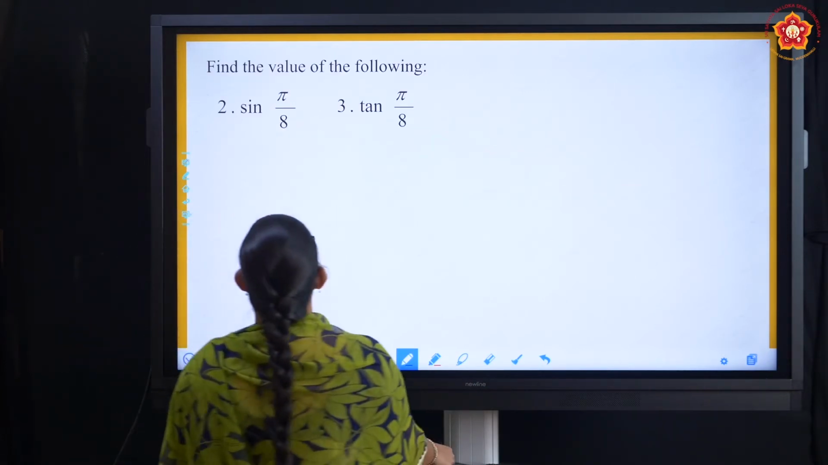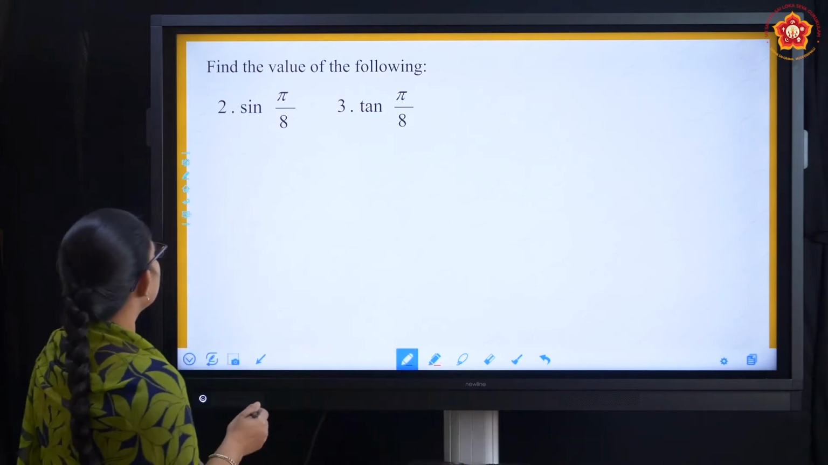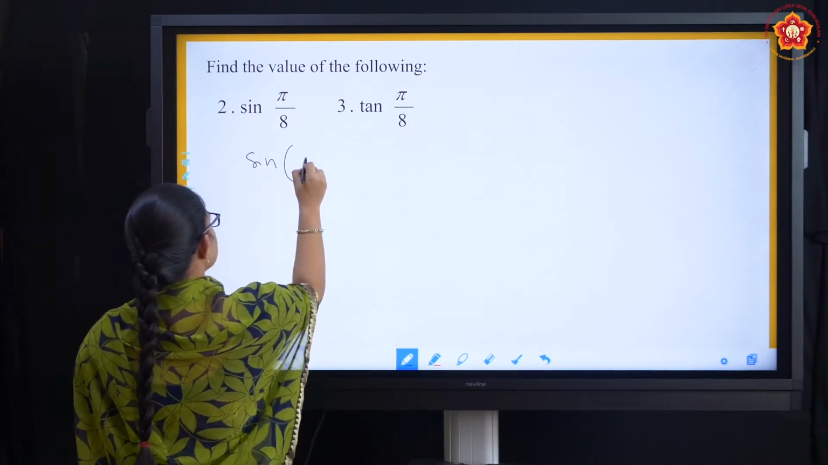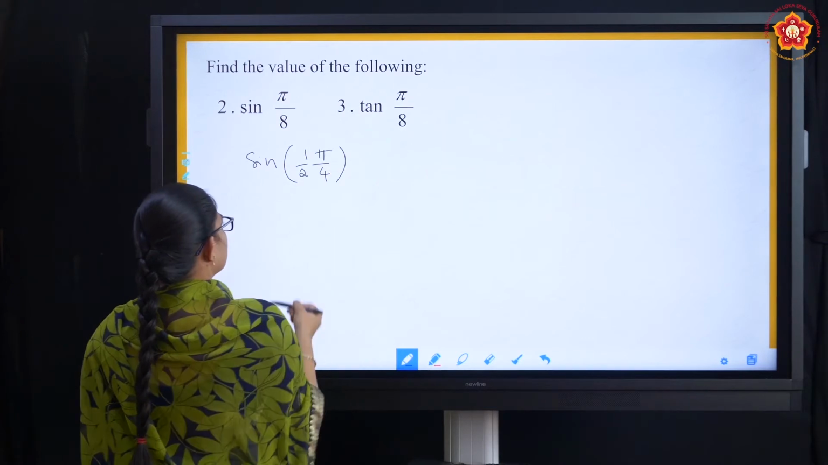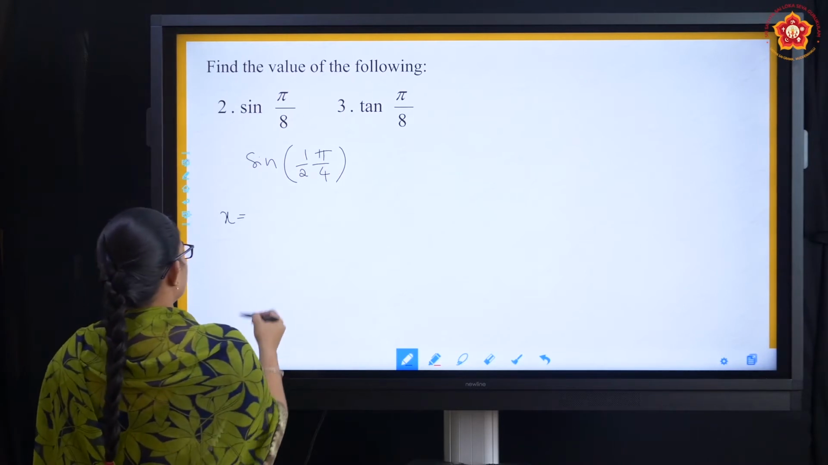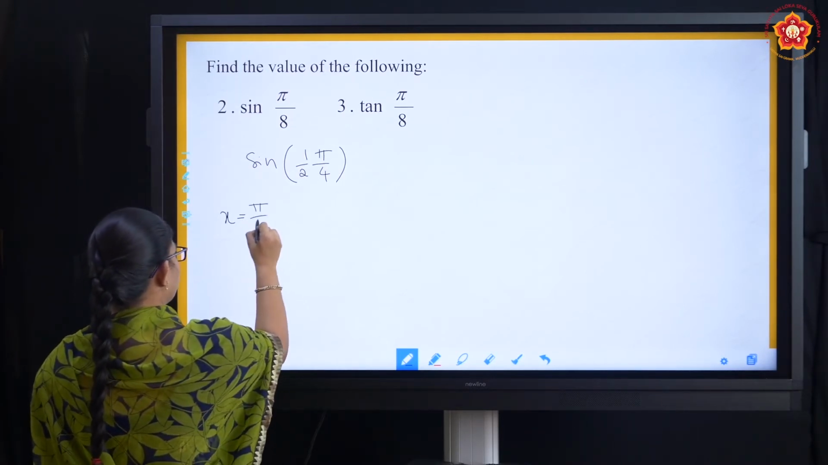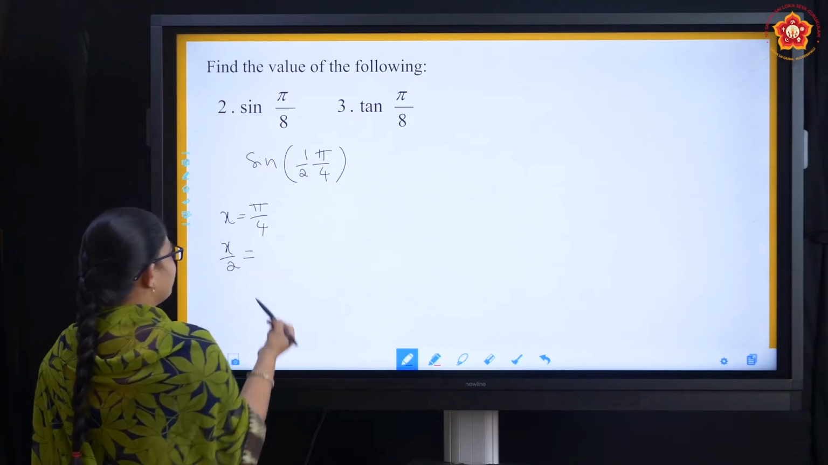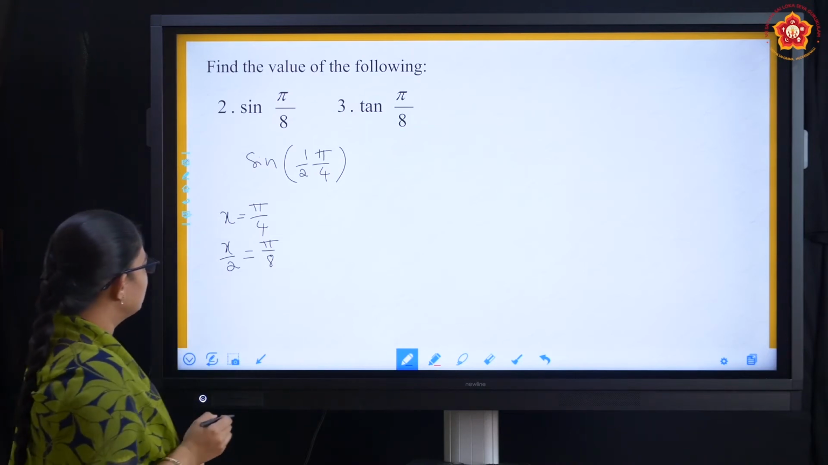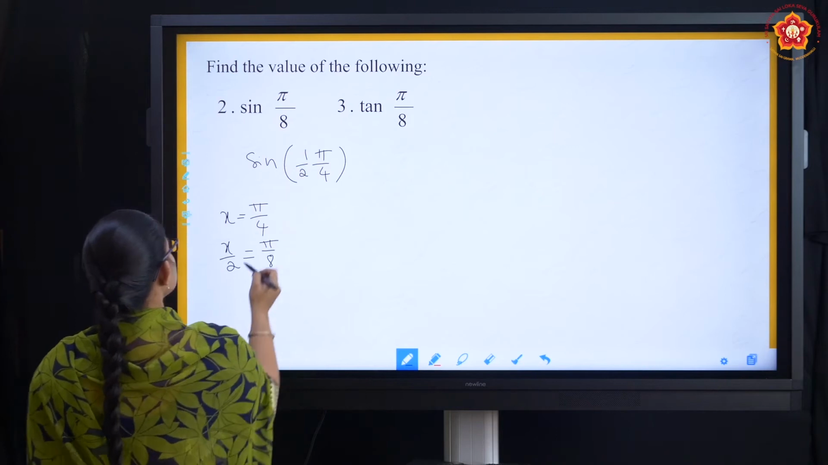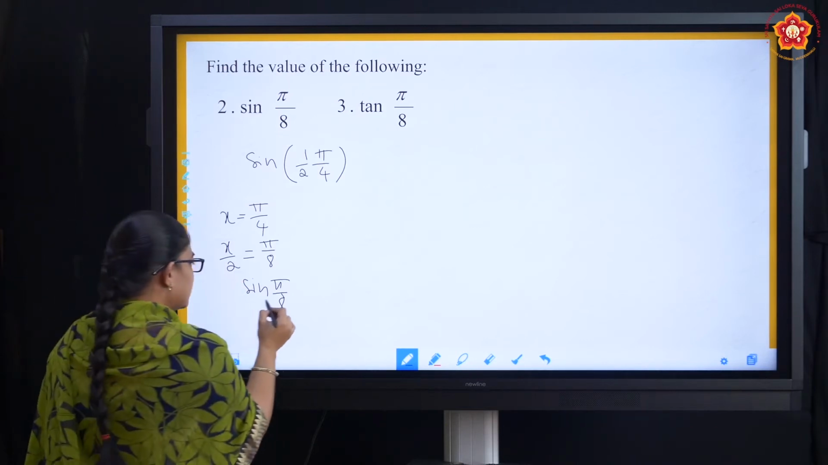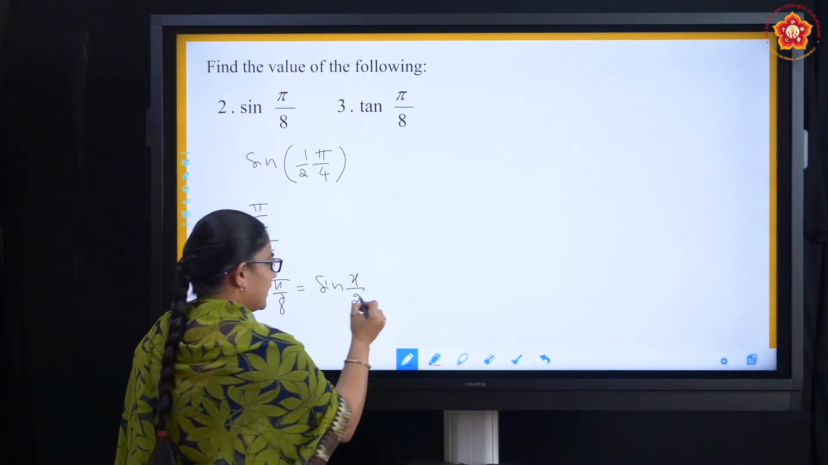We have to find the value of the following, where they have asked sin pi by 8. So sin pi by 8, pi by 8 I can write as half of pi by 4. That is, if you have any angle x, I can consider it as x by 2 also. Here I am considering x as pi by 4, so that x by 2, half of pi by 4, will be pi by 8. Now what I have to find? They have asked to find sin pi by 8, where pi by 8 is x by 2. That is, I need to find sin x by 2.